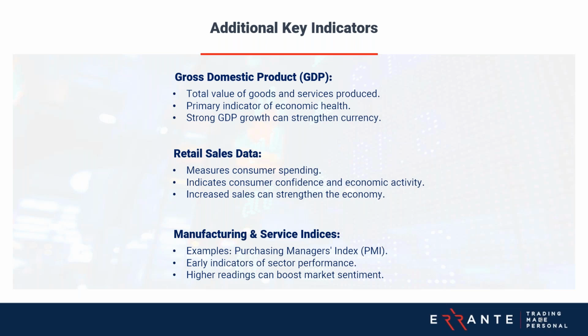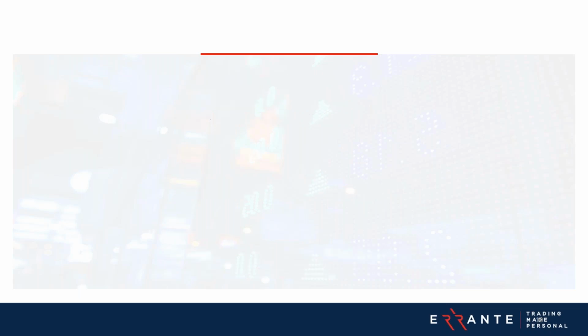As an example, a higher than expected Eurozone PMI can lead to an appreciation of the euro as investors anticipate stronger economic growth. So understanding these additional indicators gives us a more comprehensive picture of the economic landscape, and they help us anticipate market movements and adjust our trading strategies accordingly. Now let's move on. After we've covered several key indicators, let's discuss how we can use them to gauge economic health and predict market movements.